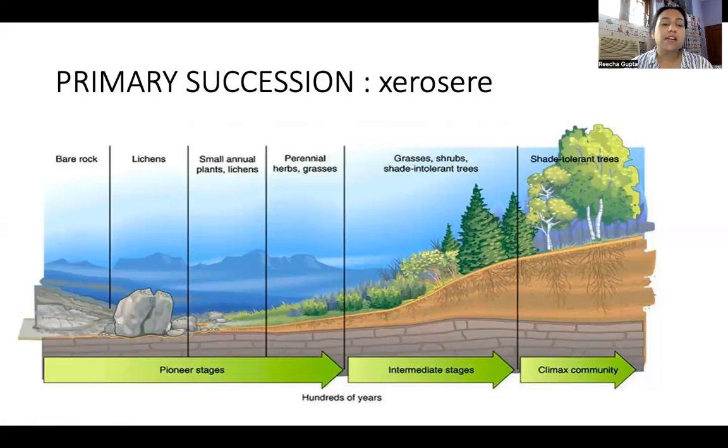When lichens come, they release acid, and they will break the rock and form the soil, and they will make the conditions suitable for the next species. So lichens are the pioneer stage, the pioneer community, and ultimately the last or climax community will be the forest. And yes, succession will take hundreds of years. So this is the example of a primary succession.